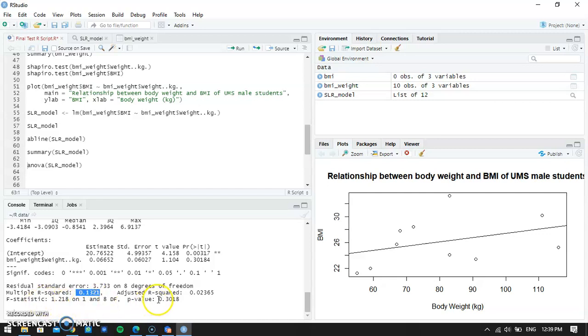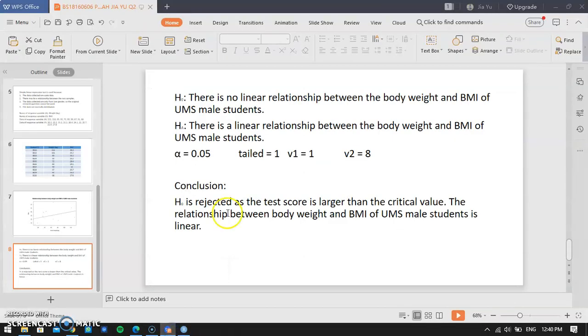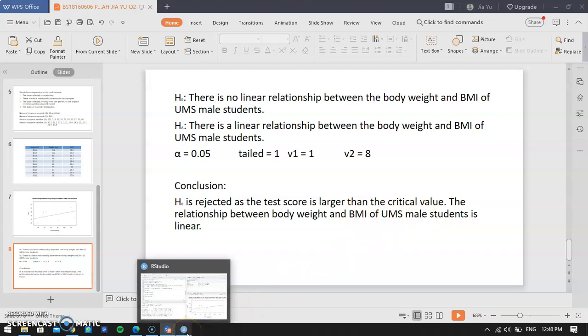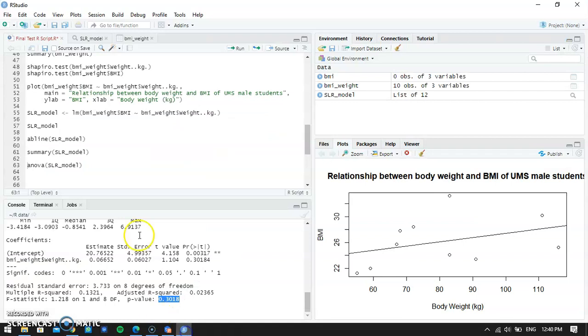The p-value 0.3018 is larger than 0.05, which means that the null hypothesis is rejected, meaning that the relationship between the body weight and BMI of UMS male student is linear.